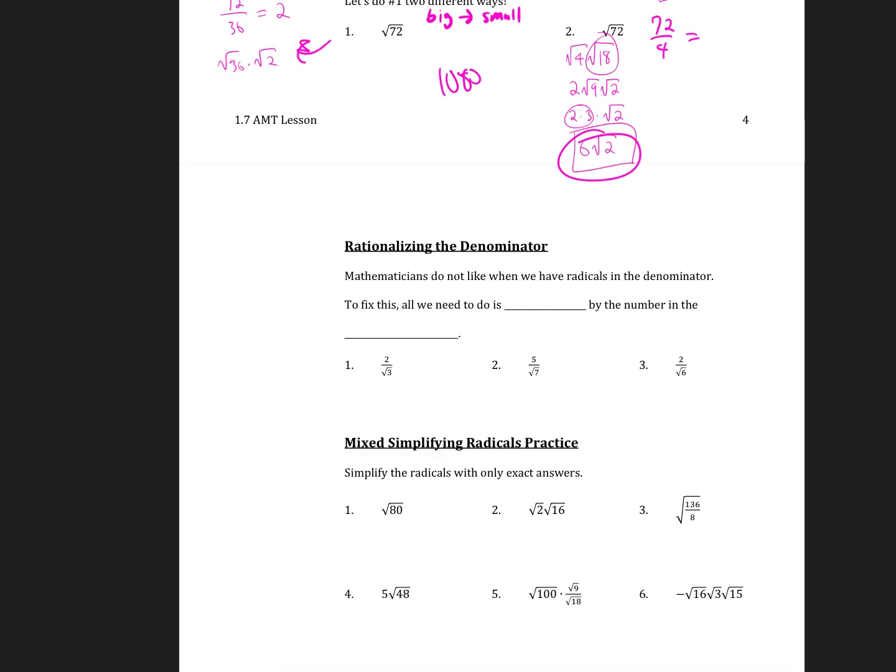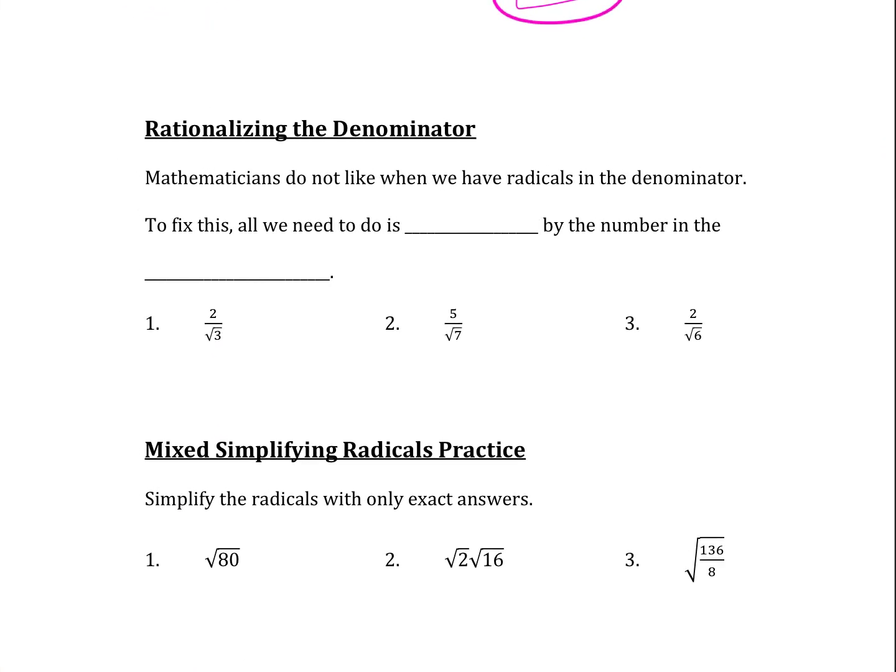All right, let's talk about rationalizing the denominator now. Mathematicians do not like it when we have radicals in the denominator. To fix this, all we need to do is multiply by the number in the denominator, by the what? Denominator. And then also we're going to write here, you just simplify if needed. Okay, simplify if needed.